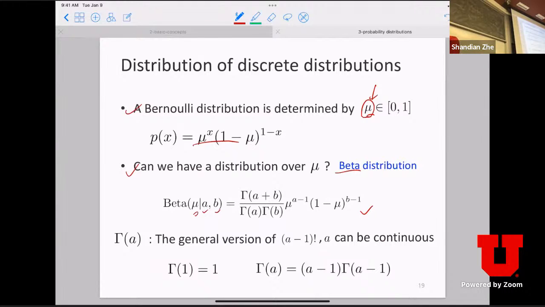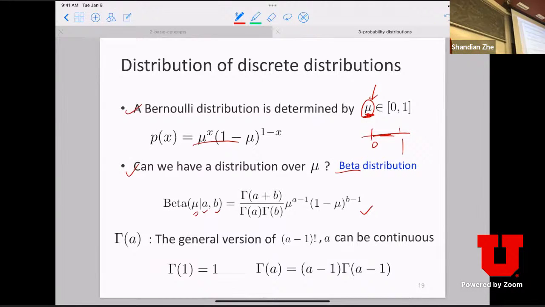Okay. So now this is a continuous distribution. Why? Because mu is continuous. Although it is restricted between 0 and 1, it is continuous. So don't be confused here. Your Bernoulli random variable is discrete, it's either 0 or 1. But the beta distribution over the probability that controls the Bernoulli distribution is continuous. It's continuously between 0 and 1.